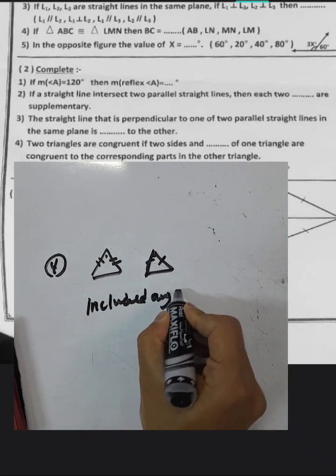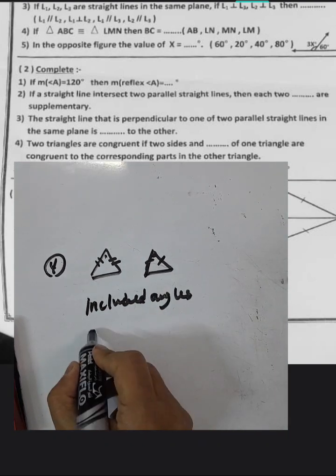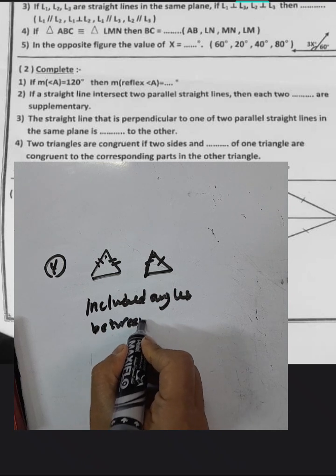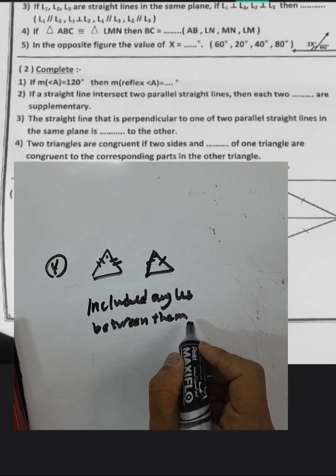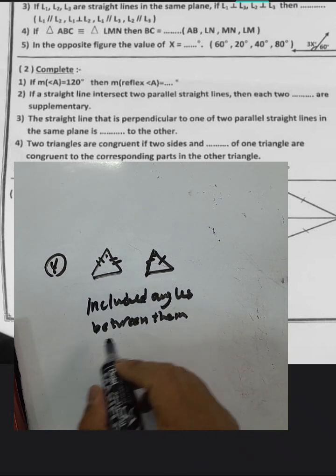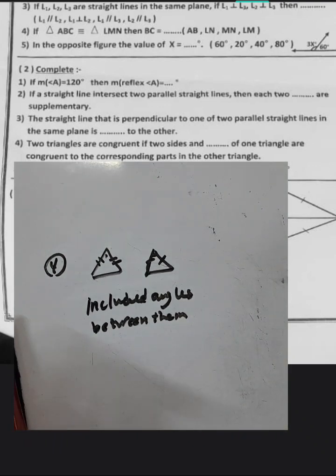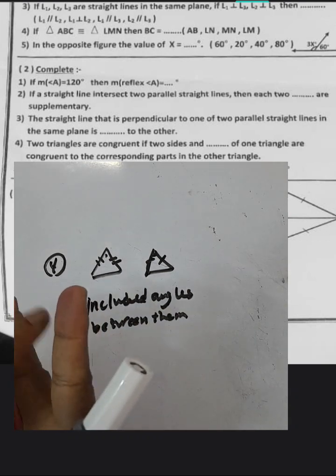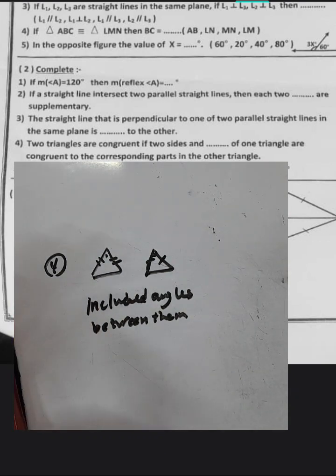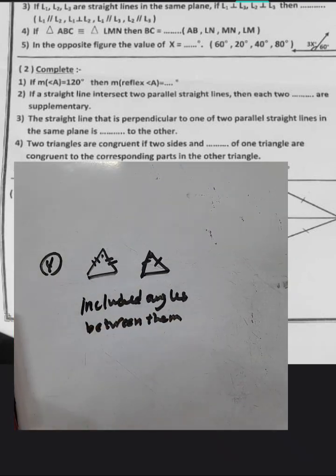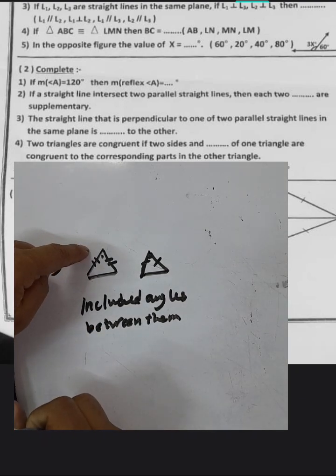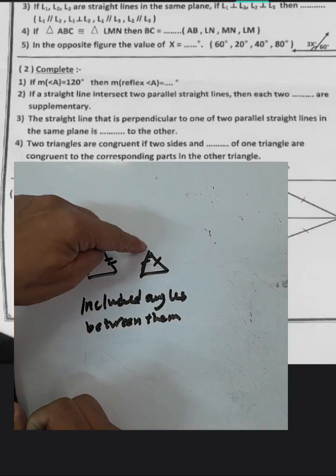of one triangle are congruent to the corresponding parts in the other triangle. We have two sides and the included angle between them. Again, it's the first condition for congruence of two triangles. Two triangles are congruent if two sides and the included angle of one triangle are congruent to the corresponding parts in the other triangle.